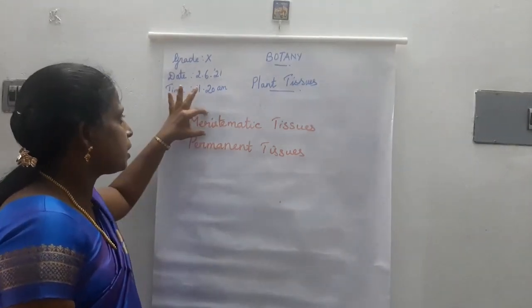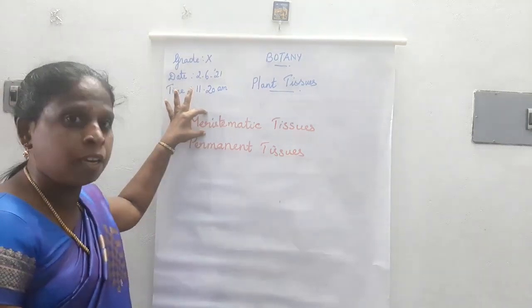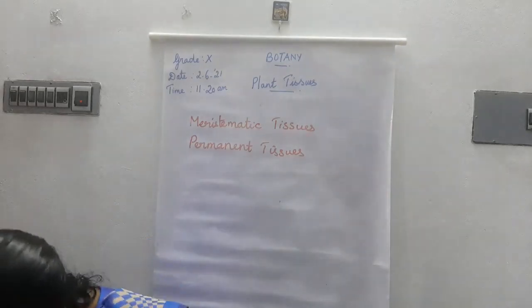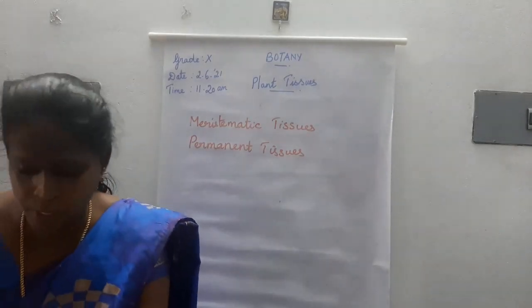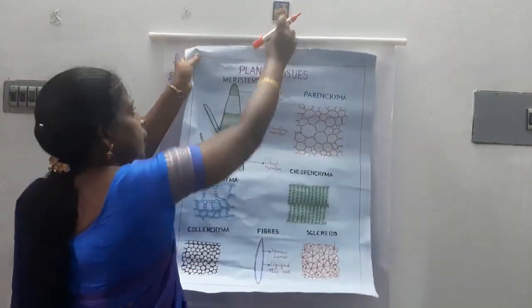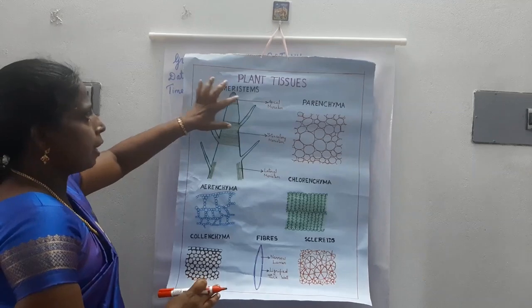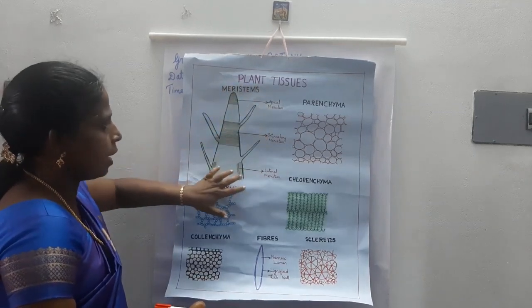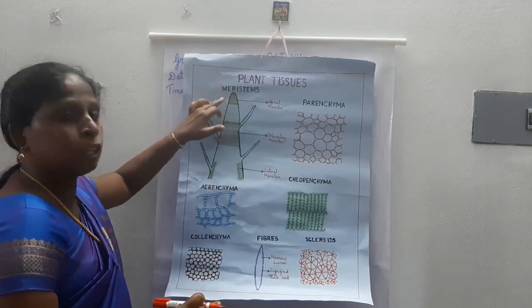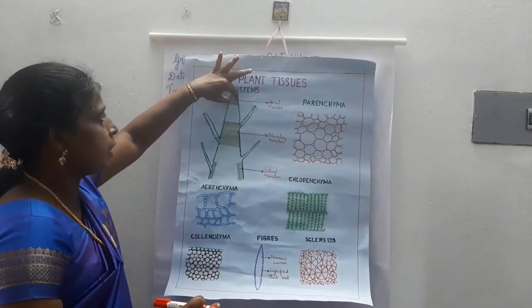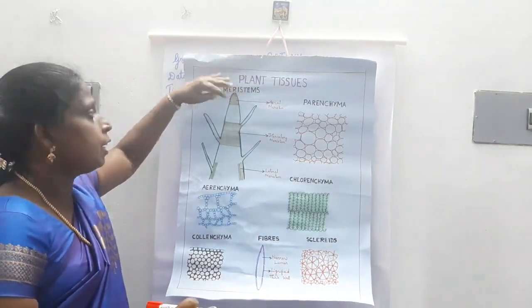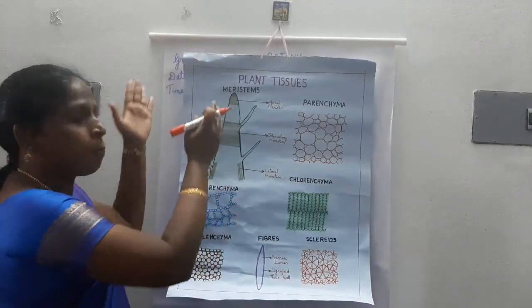Meristematic tissue, based on its position, can be classified into three types: apical meristem, intercalary meristem and lateral meristem. Here we can see the meristems. The apical meristem is present at the tip of the shoot system and at the tip of the root system. The function of the apical meristem is that it helps to elongate the stem portion.